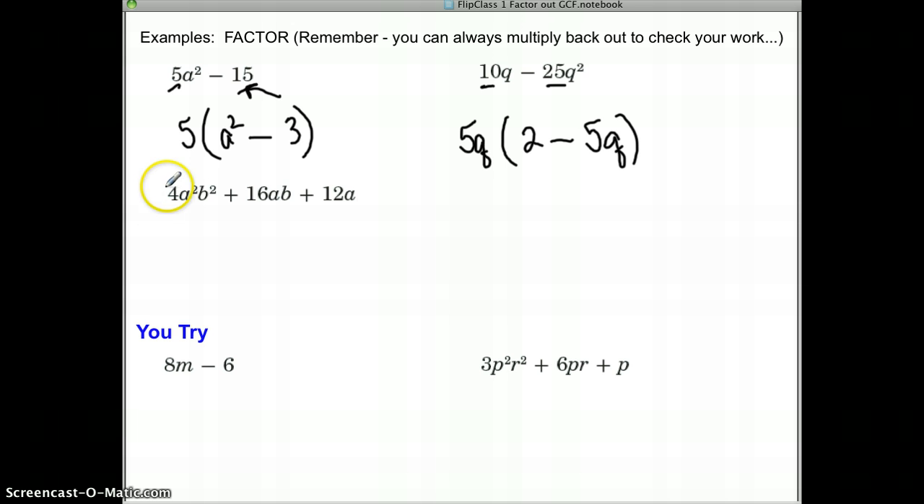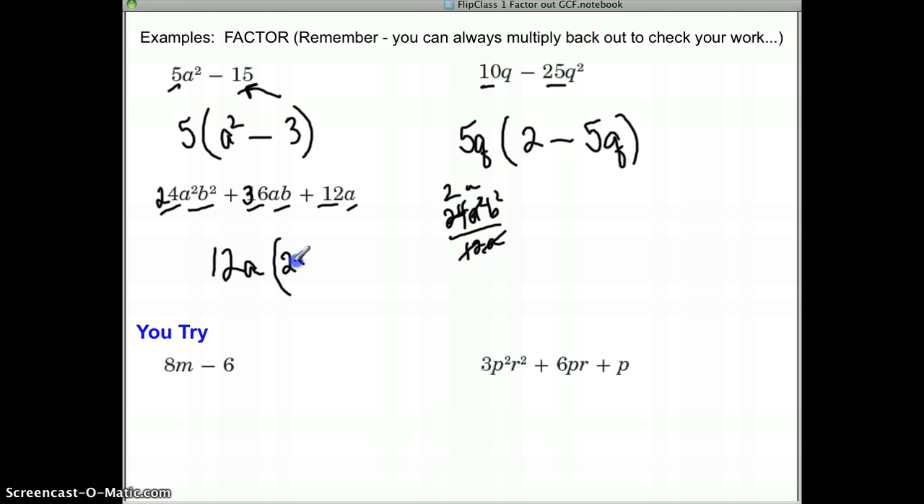And finally, this last example, except I'm going to change this to 24a squared b squared and 36ab. Because what I want to look at right now, between 24, 36, and 12, you can take out a 12. And then a squared, b squared, ab, and a, we can take out an a. What's left over? 24a squared b squared divided by 12a. 12 goes into 24 twice. A squared and a, one of them cancels. So you have 2ab squared.